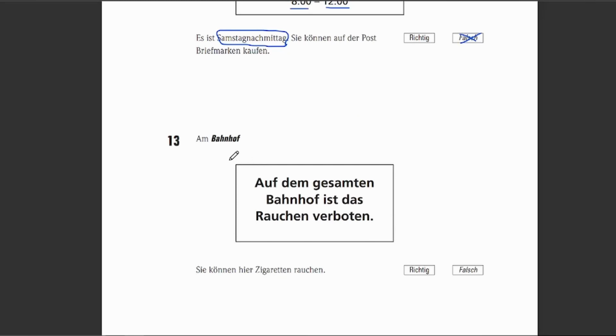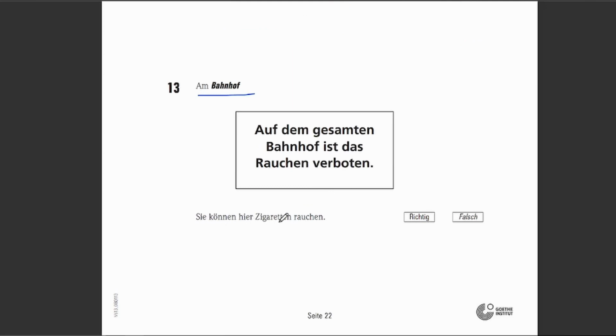Am Bahnhof. So this notice is at the railway station. Auf dem gesamten Bahnhof ist das Rauchen verboten. It says on the entire railway station, smoking is not allowed. Sie können hier Zigaretten rauchen. So the question is, you can smoke here. Of course false, because it's very clearly written that on the entire railway station, Rauchen is verboten.